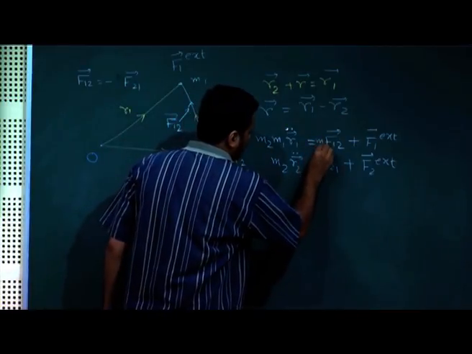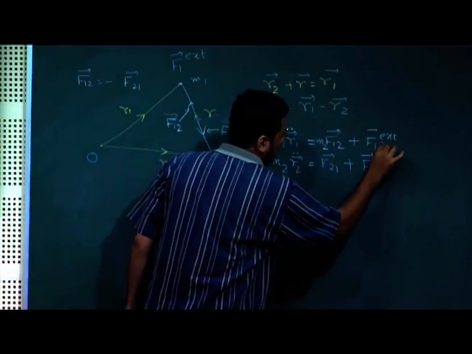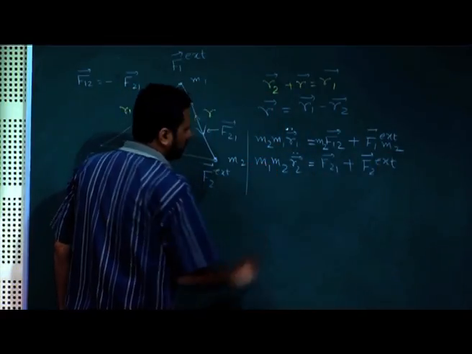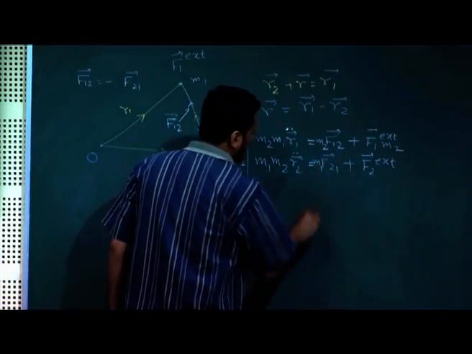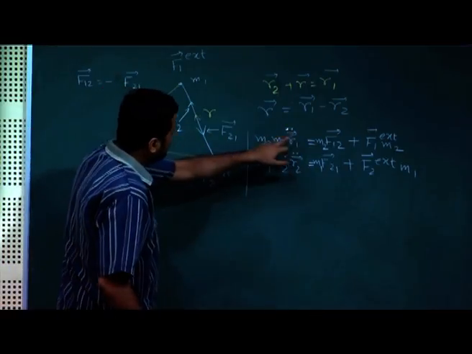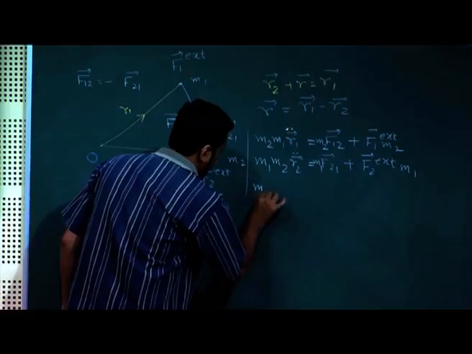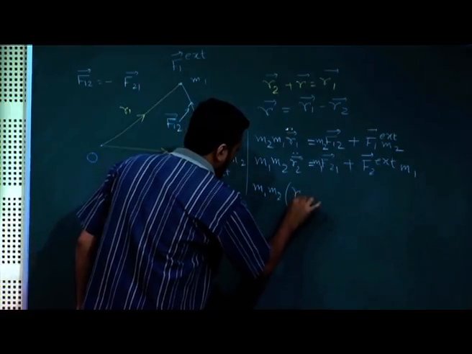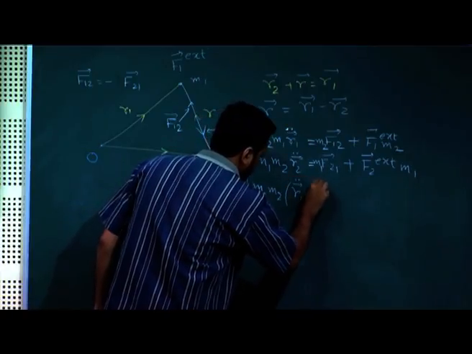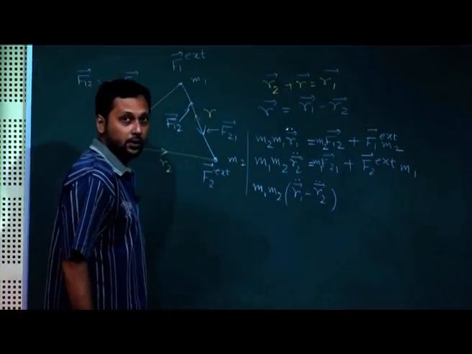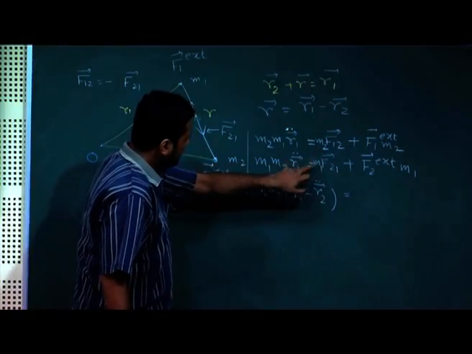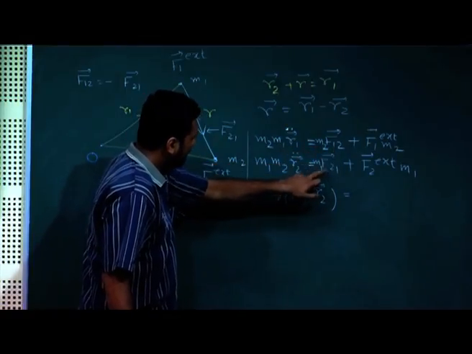Now, if this happens, what we can do is multiply this with M2. So, we have M2 here and M2 here. We can multiply this with M1. So, we have M1 here and M1 here. Now, if we subtract these two, we have M1 M2 R1 double dot minus R2 double dot, which is equal to, if we subtract, M2 F12 minus M1 F21.